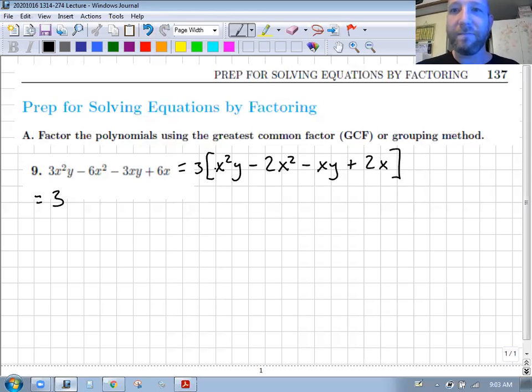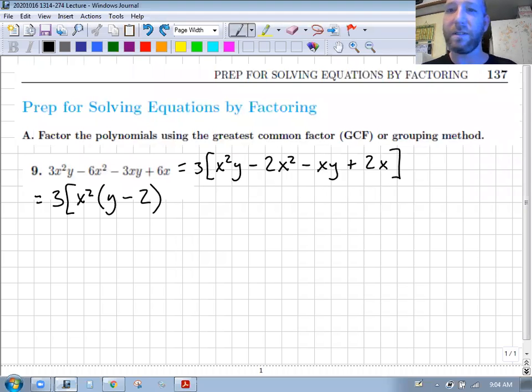So we got this 3. I'm going to use these square brackets here. See, this thing here has x squareds in it. They don't have a y. Let's pull an x squared out of that. So we got an x squared times y. We got a minus 2. x squared times a negative 2 is our negative 2x squared.